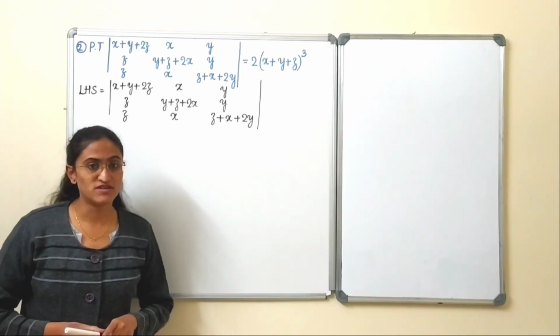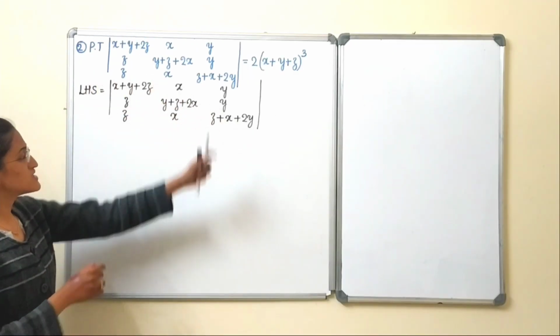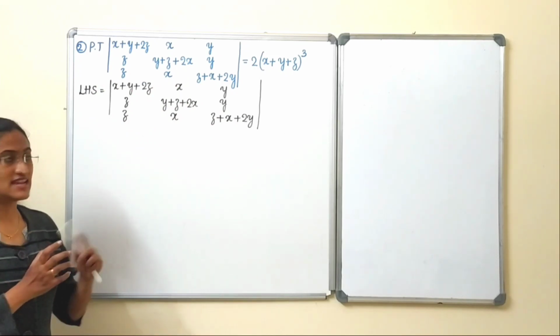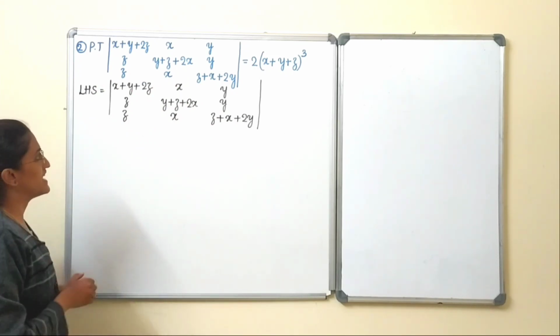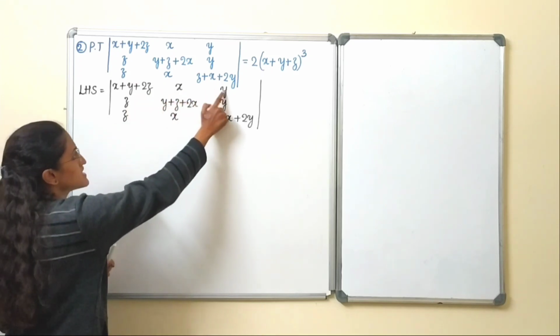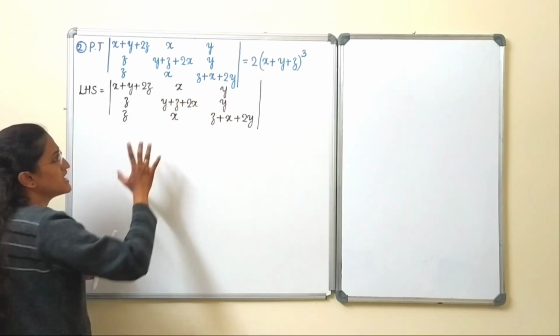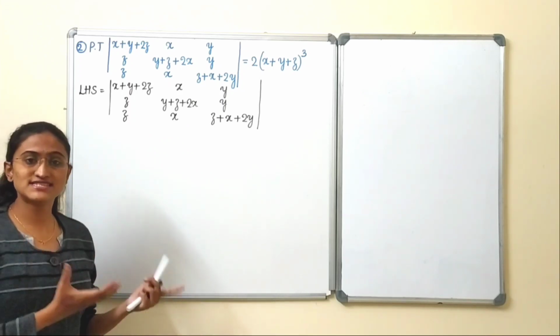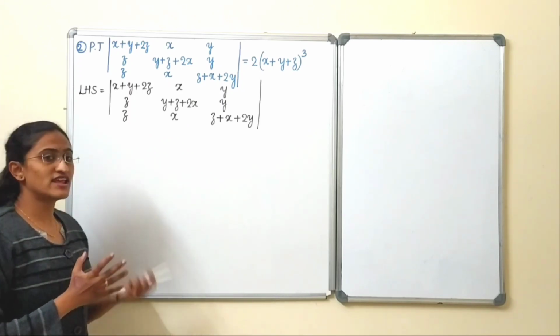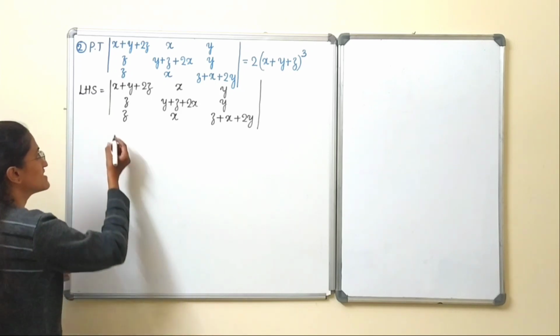Look at the next problem. To prove this, we shall again start with the LHS. You can check in the LHS that the elements in the rows are given in a cyclic order. For this pattern, or these kinds of determinants, we can initially use an operation like this.